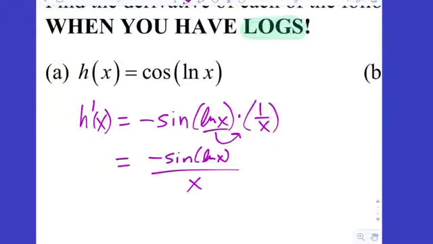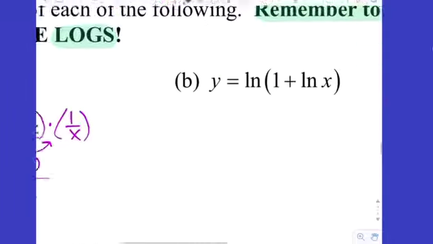Okay, you'll know to simplify because logs of products become sums, logs of quotients become differences, and exponents can come out front. So that's part A. Pretty easy, right? Chain rule, cosine rule.